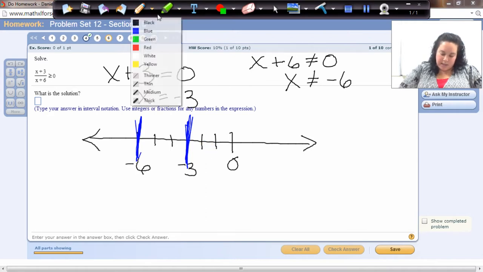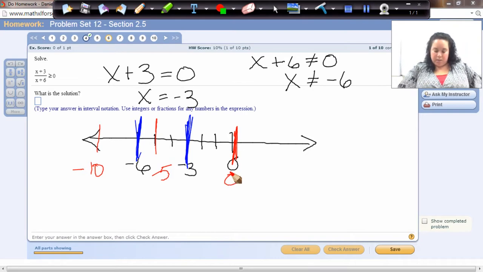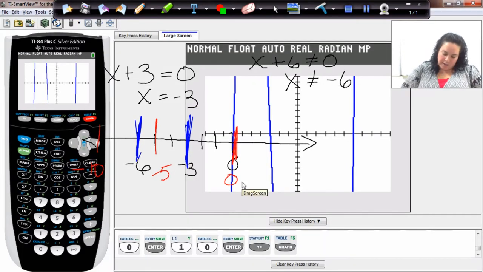So let's pick some candidate points or just sample points. We can use 0 because 0 is always a good number. We'll use negative 5, and let's use negative 10. Just trying to pick easy numbers for ourselves. Okay, so we're going to plug in negative 10, negative 5, and 0. And you can plug it in on your calculator. Let's go back to the calculator so we can practice.